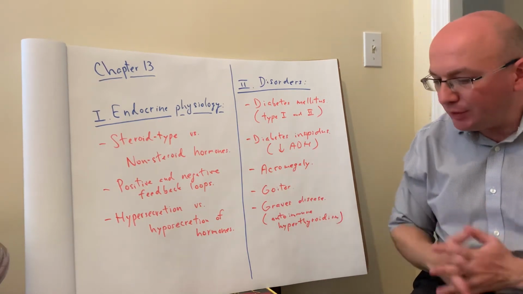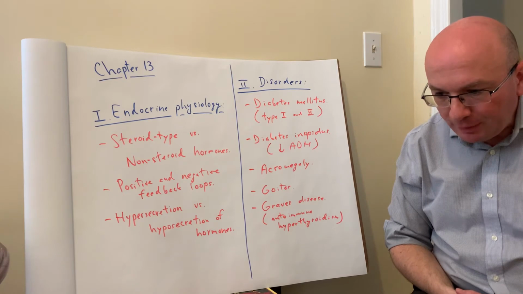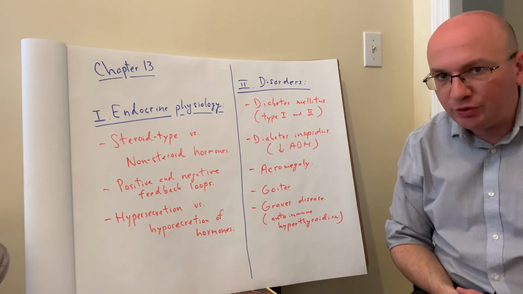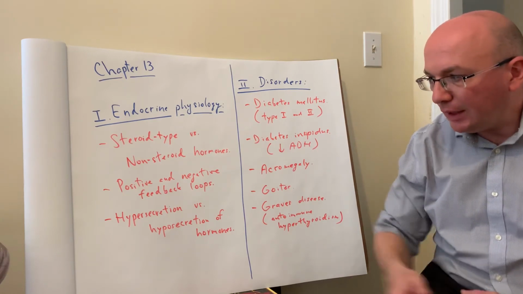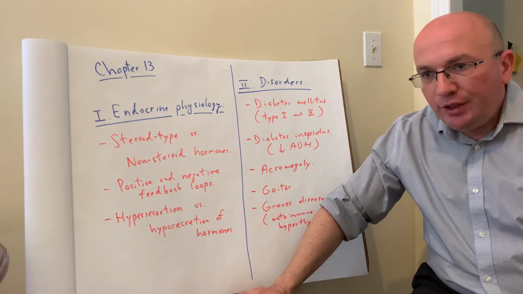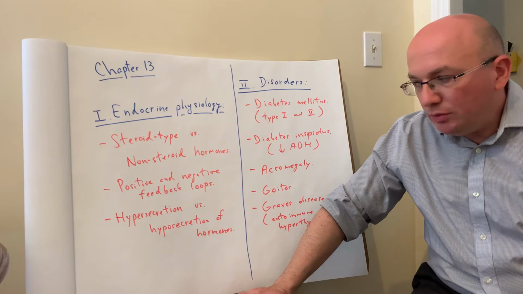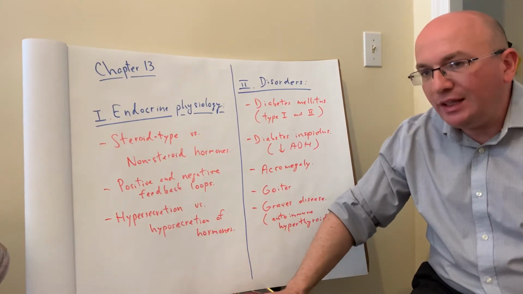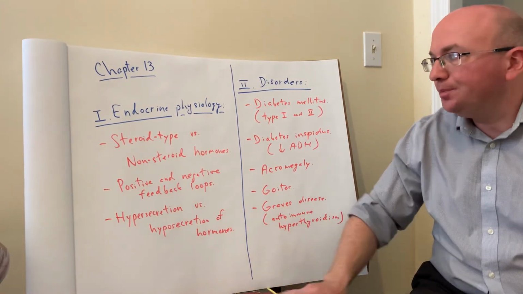But all these different possibilities are there for the endocrine disorders. Again, hypersecretion means the gland is secreting more than normal amounts of the hormone, and hyposecretion means they're secreting less than normal amounts of the hormone.